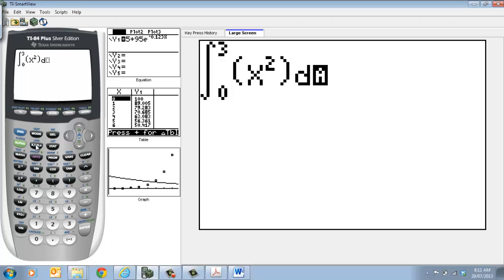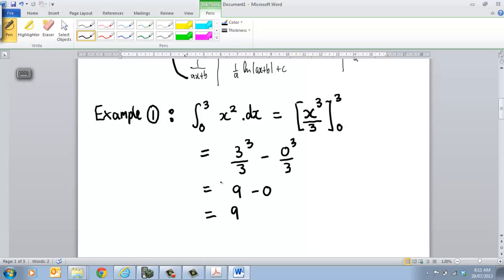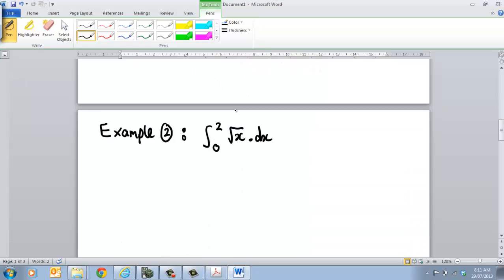And then it's a function of x I'm integrating with respect to, and it gives me a value of 9. So there's two ways of doing that to check our answer is correct. Now let's go down to our next example.